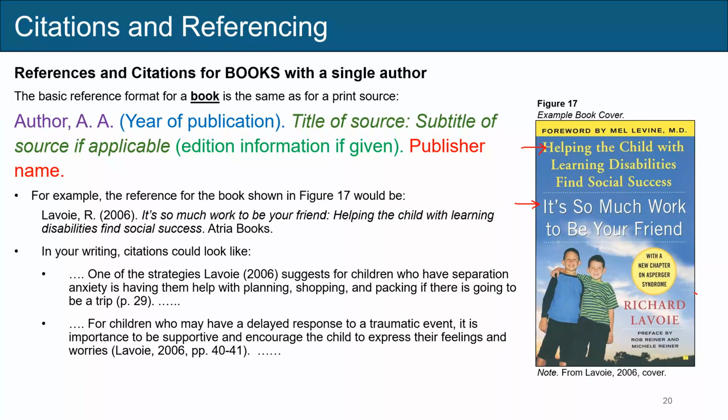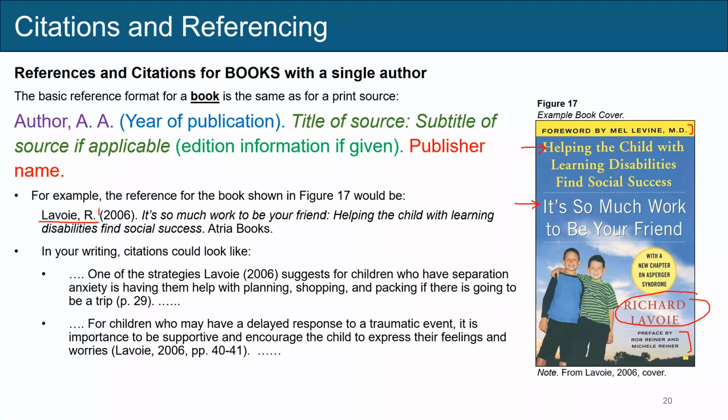This is written by Richard Lavoie. Now it does indicate that it has a preface as well as a foreword, but we only include the main author's name or names if there was more than one author. Those additional things, the preface and the foreword, are additional pieces that don't get accounted for within our reference. So Richard Lavoie becomes Lavoie, R period.